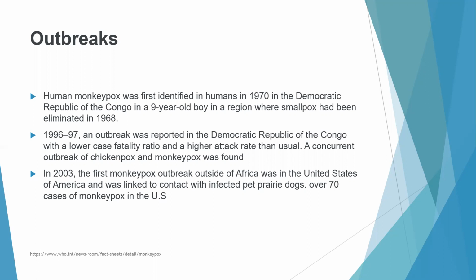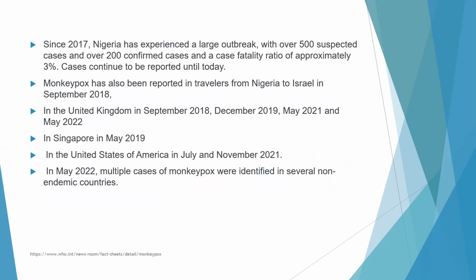In 2003, the first monkeypox outbreak outside Africa was reported in the United States, and it was linked to contact with infected pet dogs. Over 70 cases were reported at that time in the US. Since 2017, African countries, especially Nigeria, have experienced large outbreaks with over 500 suspected cases and 200 confirmed cases, and a case fatality ratio of 3%.